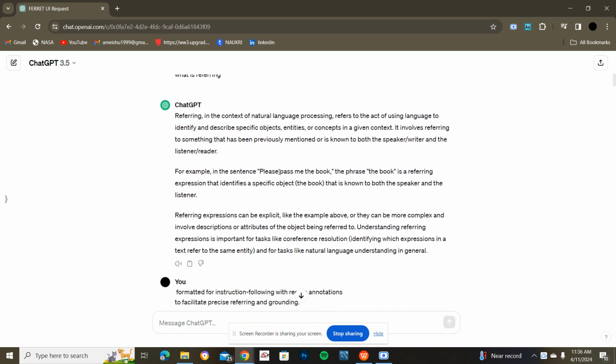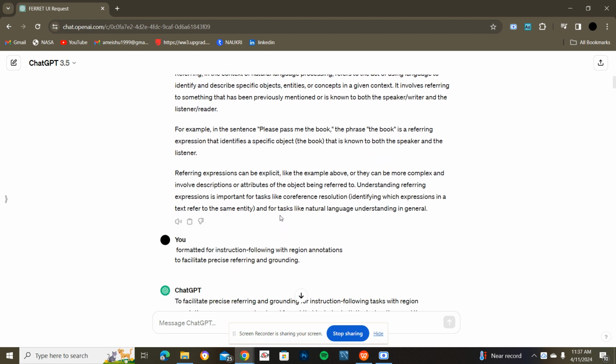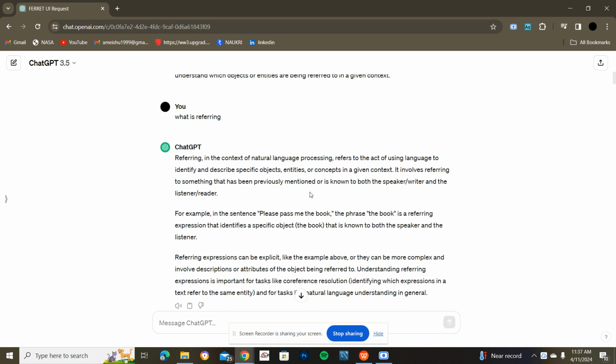Now referring, in the context of NLP, refers to the act of using language to identify and describe specific objects in a given context. It involves referring to something that has been previously mentioned or is known to both the speaker and the listener. For example, please pass me the book. The book is a referring expression that identifies a specific object to both speaker and listener. Referring expressions can be more complex, so it is something like how it is understanding and finding the right kind of objects or understanding your language, what they should do. I'm not sure about that, but it means something like that.